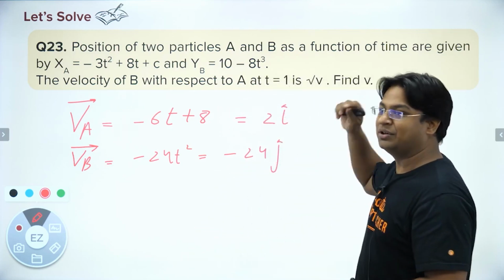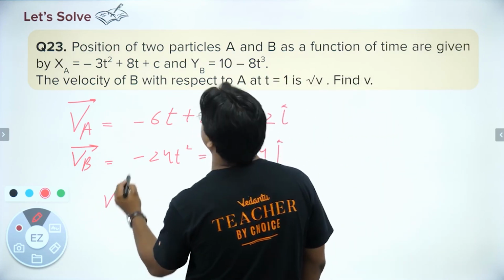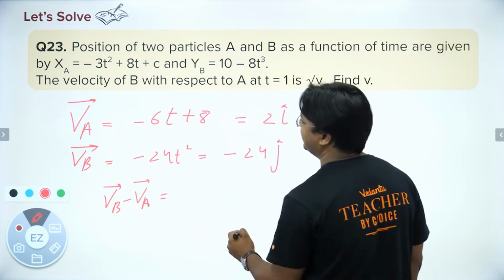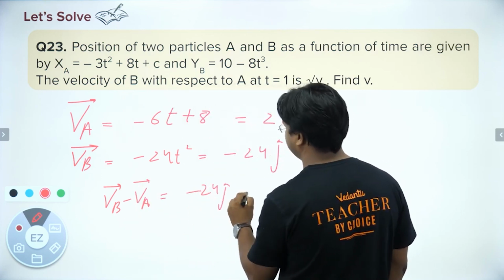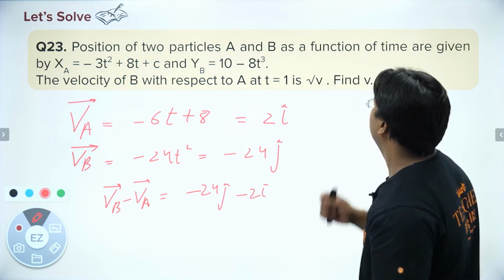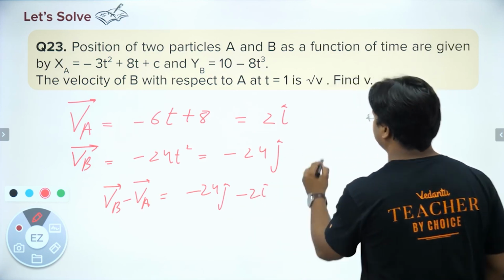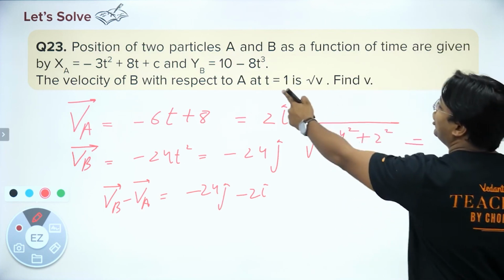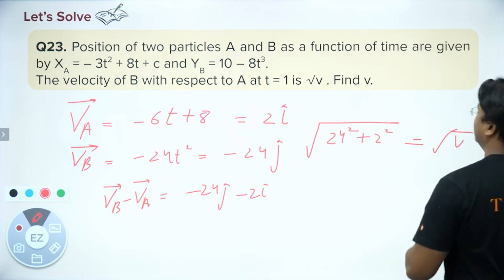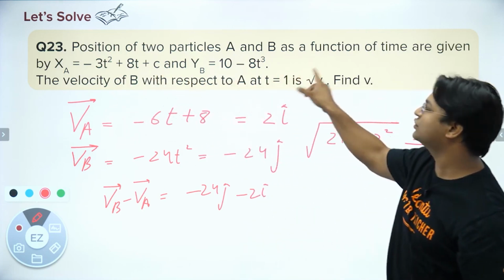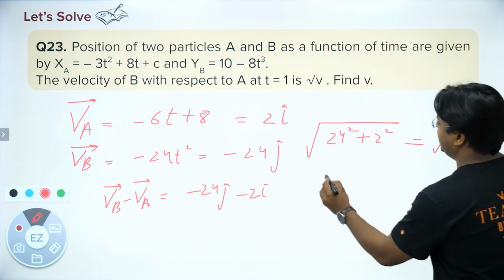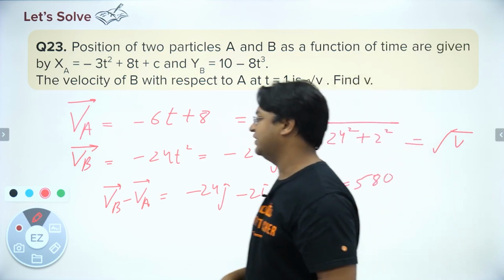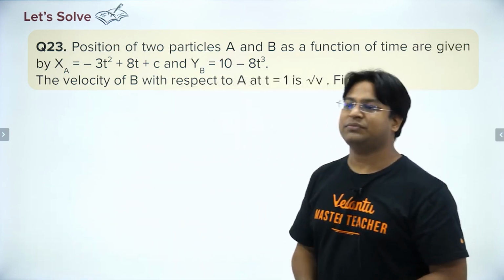So the relative velocity of B with respect to A, VB minus VA vector, will be minus 24j minus 2i, and we are looking for the mod of this. So the mod will be root of 24 square plus 2 square. This mod is indicated as root V. The question says the velocity of B with respect to A is root V, so the speed is root V. So V turns out to be 580. Just check this, 24 square is 576. So V is 580. Getting this one? All right.